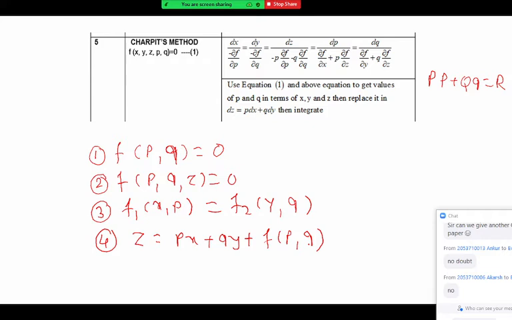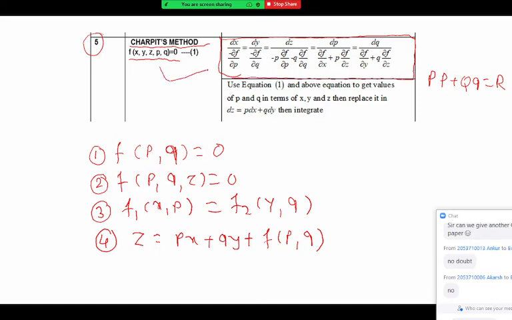And this is case 5 now, that is the Charpit's method. And what is the Charpit's form? f of x, y, z, p, q equal to 0. The difference is very clear. First of all, the Charpit's subsidiary or auxiliary equation is a too lengthy equation. This is a very big equation we use to get the solution.